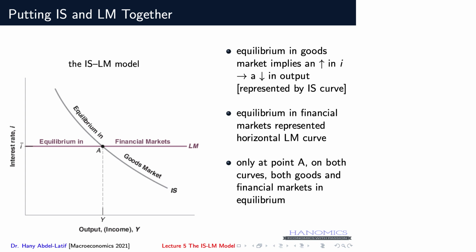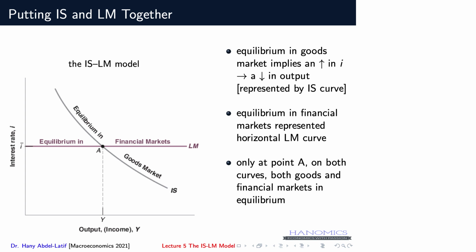So basically what we do here is bring both together. The IS, which we know is a downward sloping curve, represents equilibrium in the goods market, and LM represents equilibrium in financial markets. This intersection point, point A, is the equilibrium in both markets simultaneously, because it lies on the IS and at the same time on the LM. This is the only point where both markets are in equilibrium. That gives us the associated output level, or income level, so this is the equilibrium level of output, and also the equilibrium interest rate.